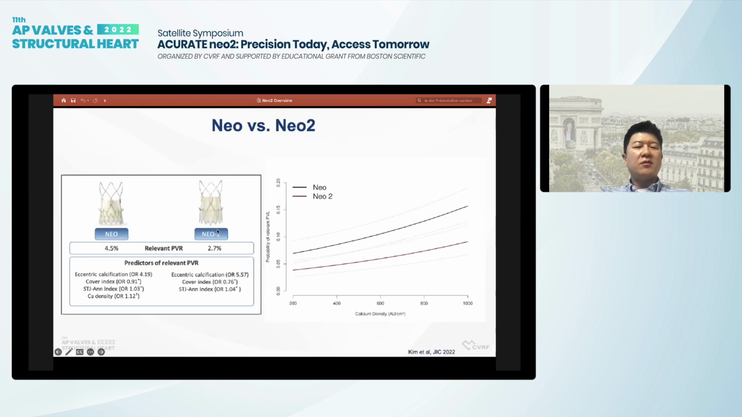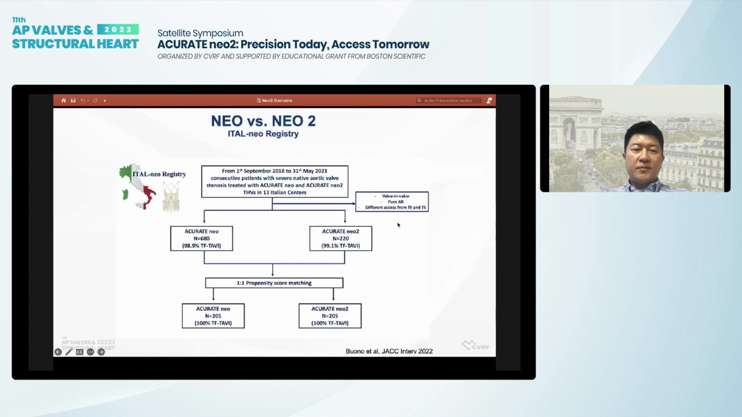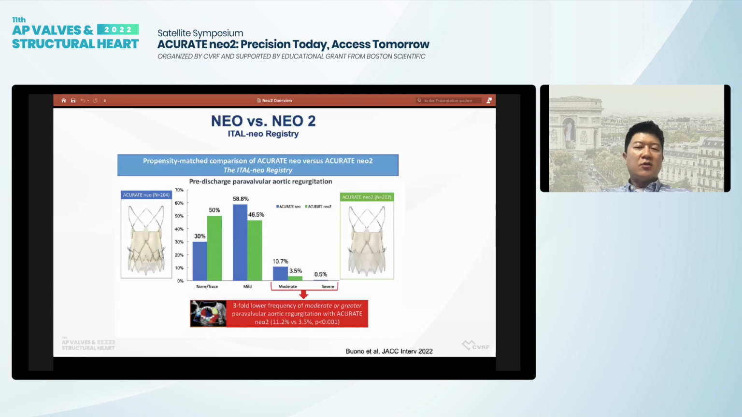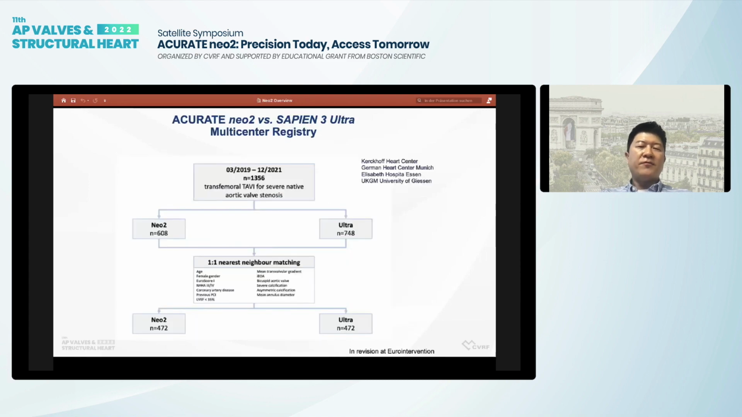In comparison to this, the Neo2 also was sensitive to eccentric calcification, sizing, STJ index, but not overall calcification. So this means that if you only have severe calcification without eccentricity, the Neo2 seems to be much better than the Neo. And we were able to quantify it. Here you see the amount of calcification that can be tolerated in terms of PVR risk, which is much better for the Neo2 than for the Neo. This has also been shown in other registries. I will skip that, and these are my final slides.